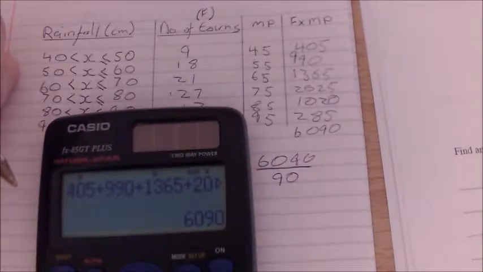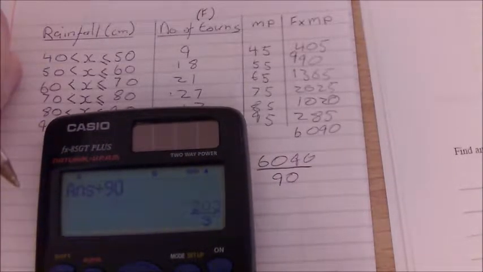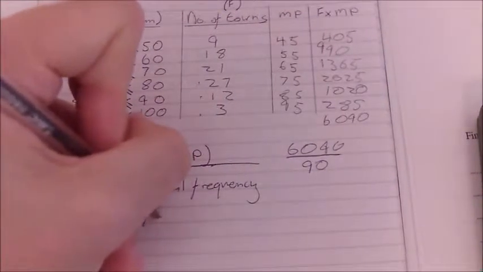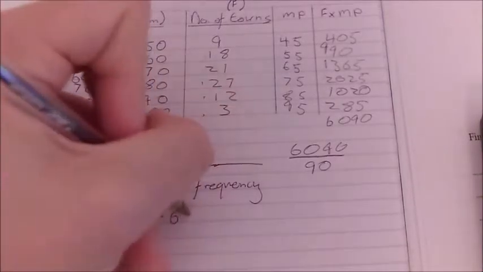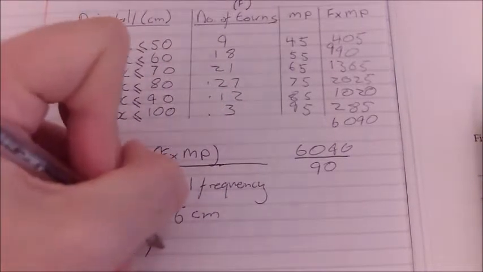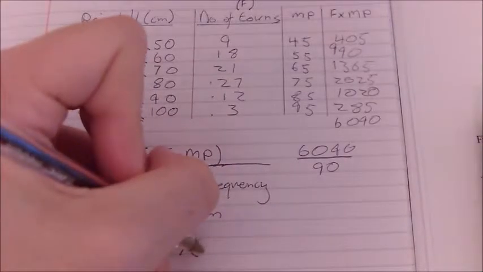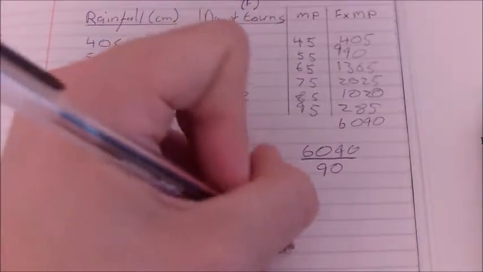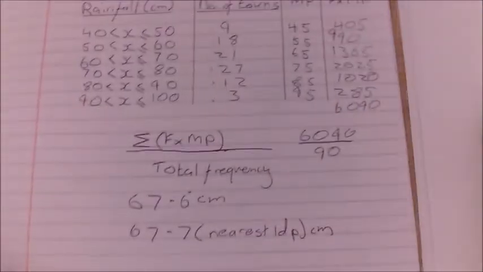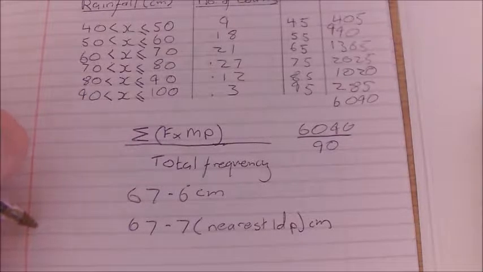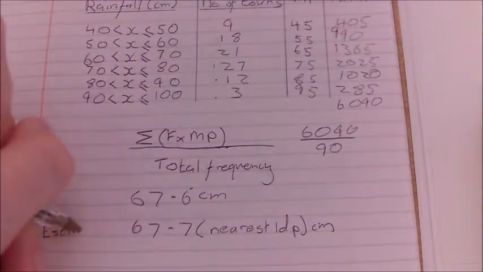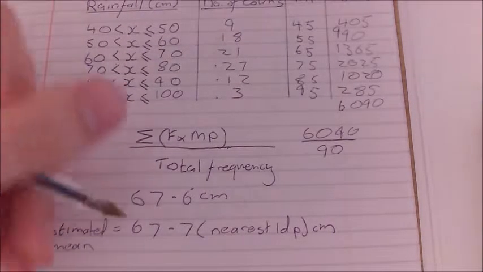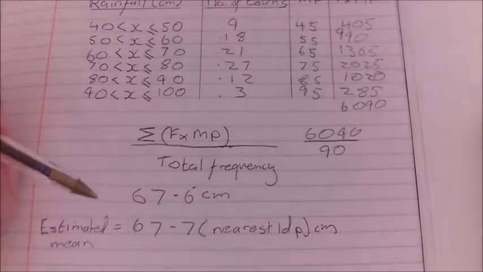So 6090 divided by 90 is 67.6 recurring centimeters, or 67.7 to the nearest 1 dp. So the estimated mean is 67.7 centimeters to the nearest 1 dp.